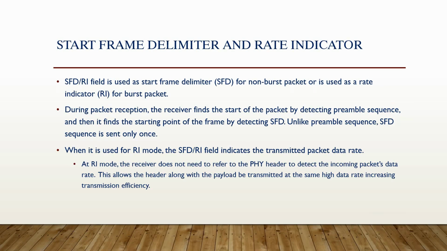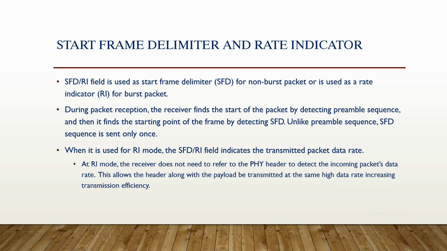Start frame delimiter and rate indicator. The SFTRI field is used as start frame delimiter for a non-burst packet or used as a rate indicator for a burst packet. During packet reception, the receiver finds the start of the packet by detecting the preamble sequence, and then it finds the starting point of the frame by detecting SFT. Unlike the preamble sequence, the SFT sequence is sent only once.